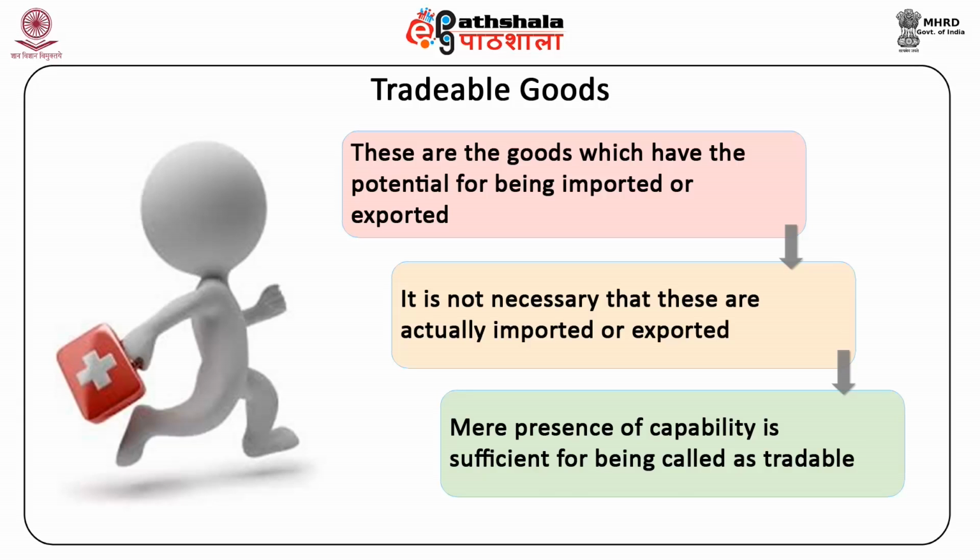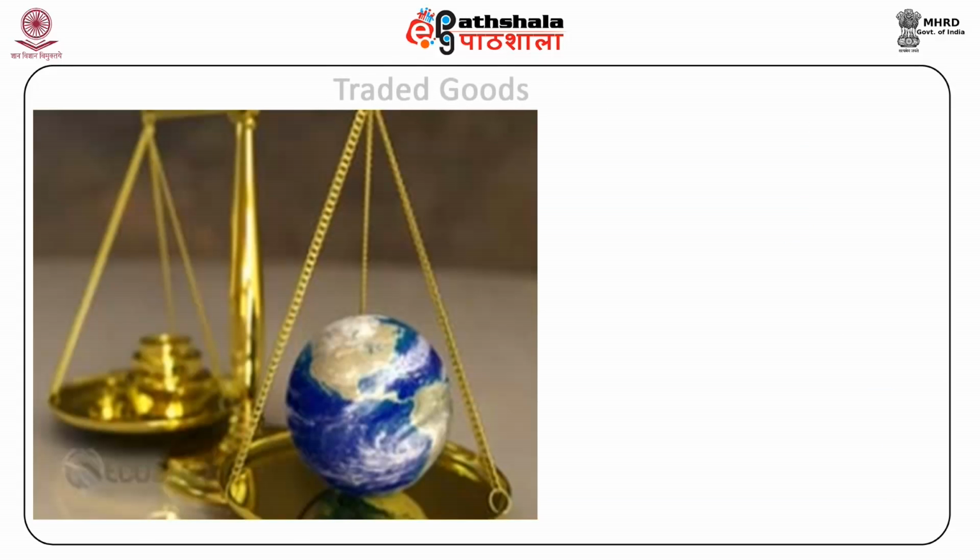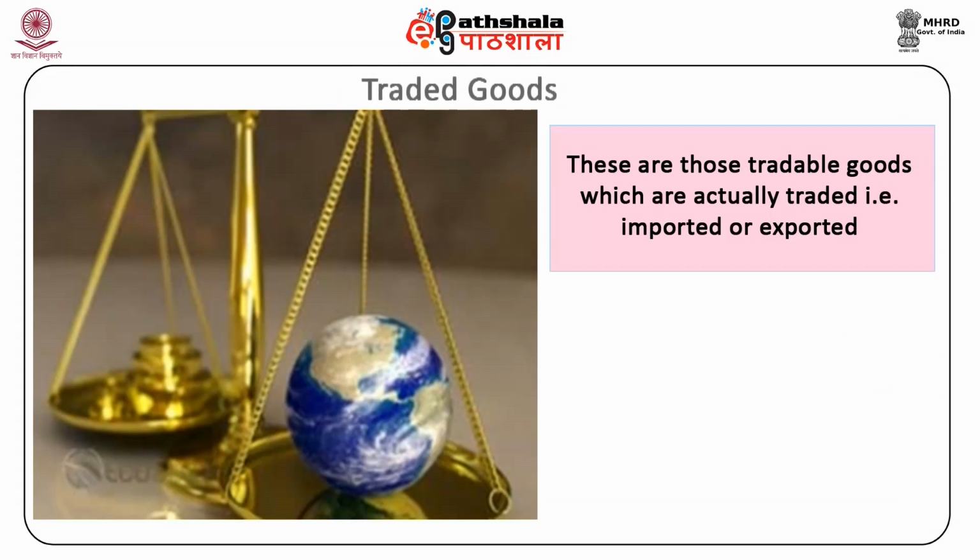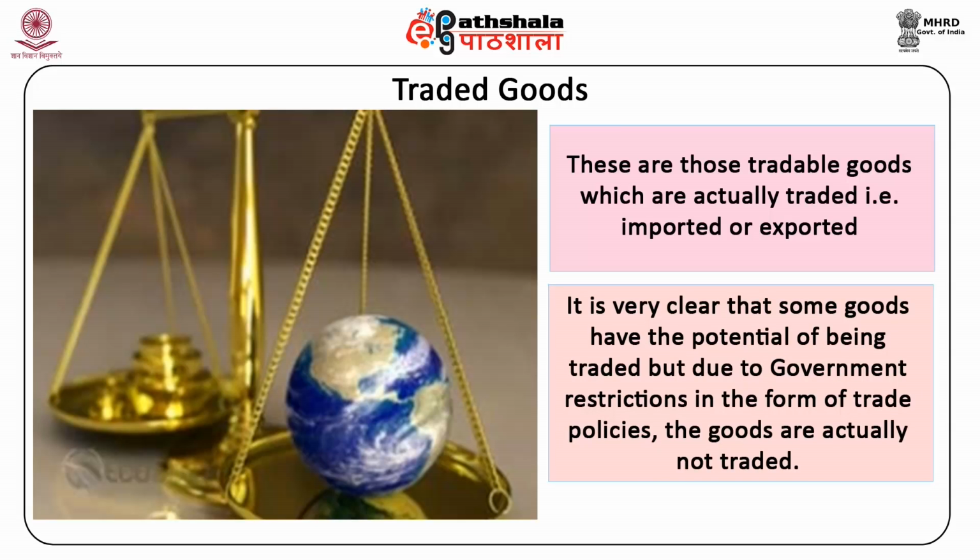It implies that movement of these goods is possible in the absence of trade barriers such as tariffs and quantitative restrictions. Traded goods. These are those tradable goods which are actually traded, that is, imported or exported. It is very clear that some goods have the potential of being traded, but due to government restrictions in the form of trade policies, the goods are actually not traded.